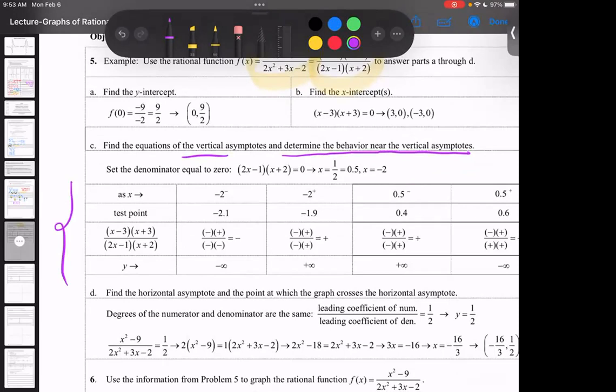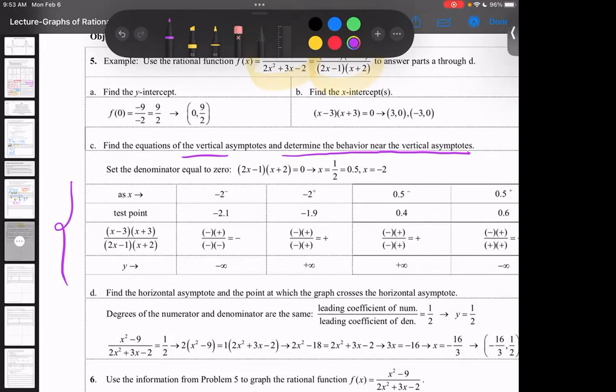So the first row, you're going to list out all the values of the vertical asymptotes. In this case, the values will be what? 1/2 and then -2, right? Each of those values is going to have its own columns because you have to do -2 from the left, -2 from the right, 1/2 from the left, 1/2 from the right. The second row will be test points. I suggest you pick something near the -2 from the left or -2 from the right, near those x values. Okay, don't pick too far, because that way you get it wrong.